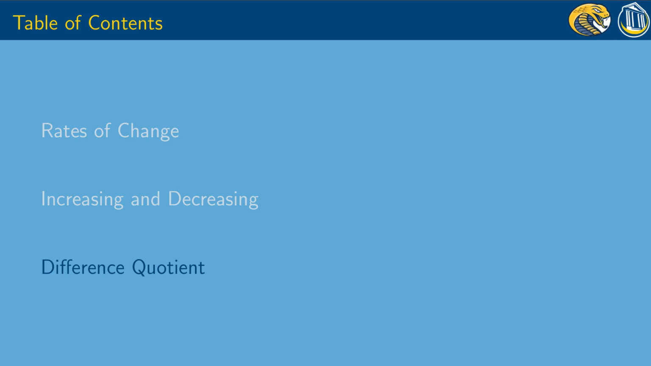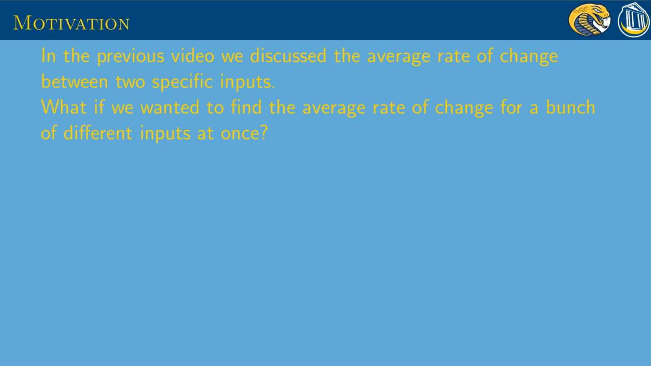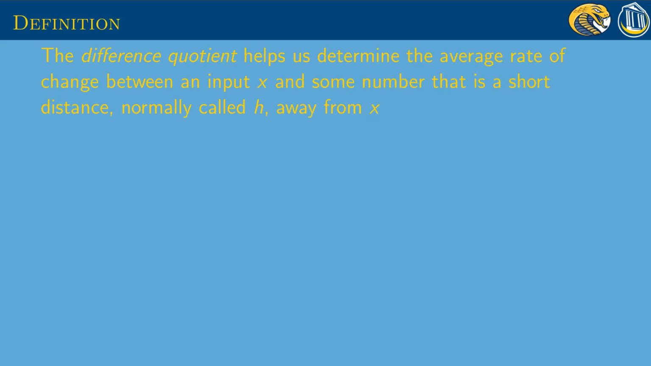Finally, let's talk about the difference quotient. In the previous video, we discussed the average rate of change between two specific inputs, A and B. Well, what if we wanted to find the average rate of change for a bunch of different inputs all at once? Can we? Of course.